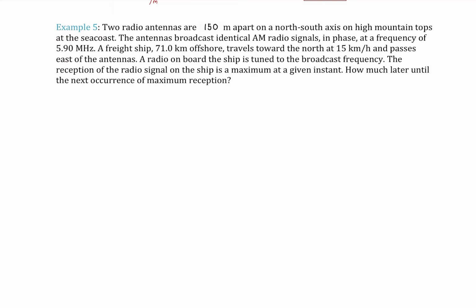A freight ship 71 kilometers offshore travels towards the north at 15 kilometers per hour and passes east of the antennas. A radio on board the ship is tuned to the broadcast frequency. The reception of the radio signal on the ship is maximum at a given instant. How much later until the next occurrence of maximum? All we're going to do here is find the distance between maxima and then use the ship's speed to find the time it takes to travel that distance. The ship is traveling at a steady rate, so it should be easy.